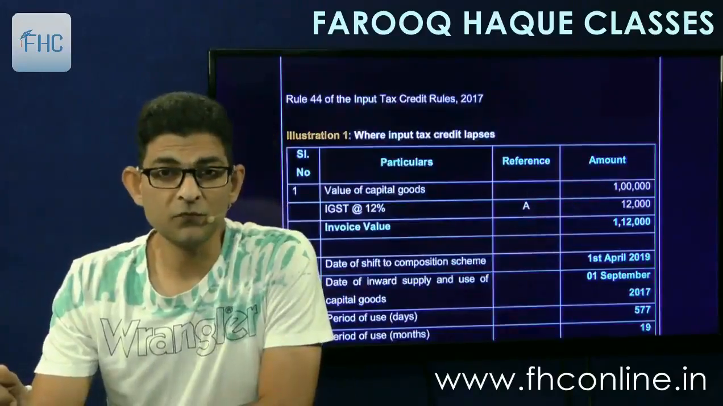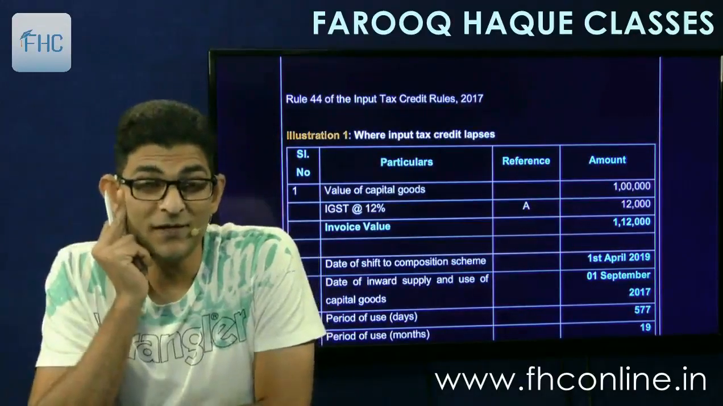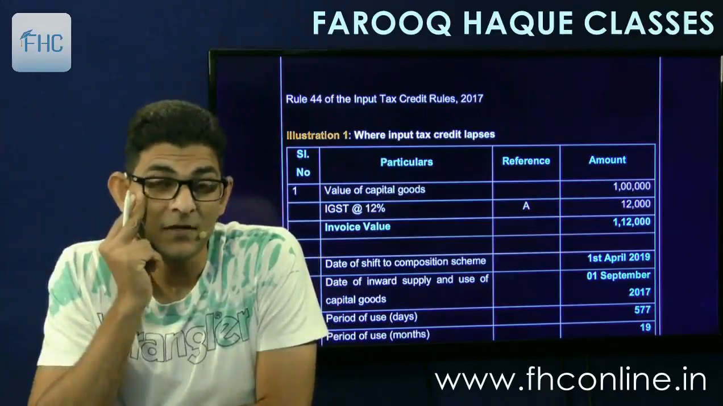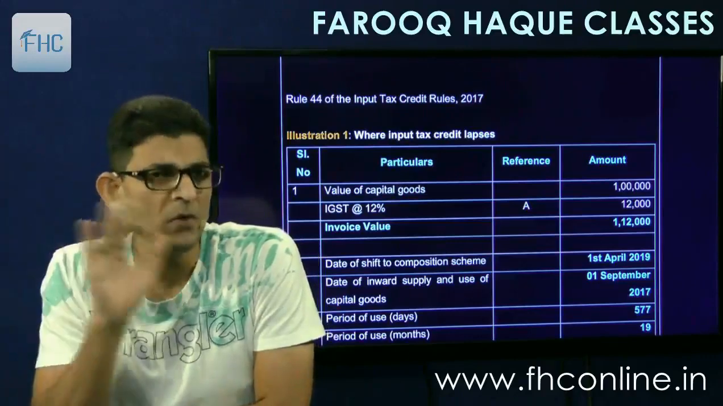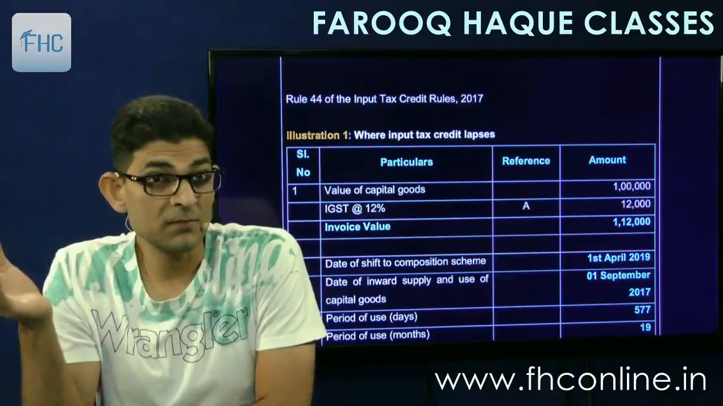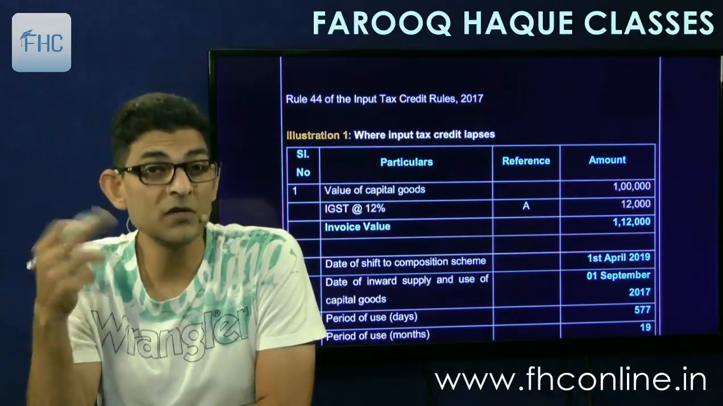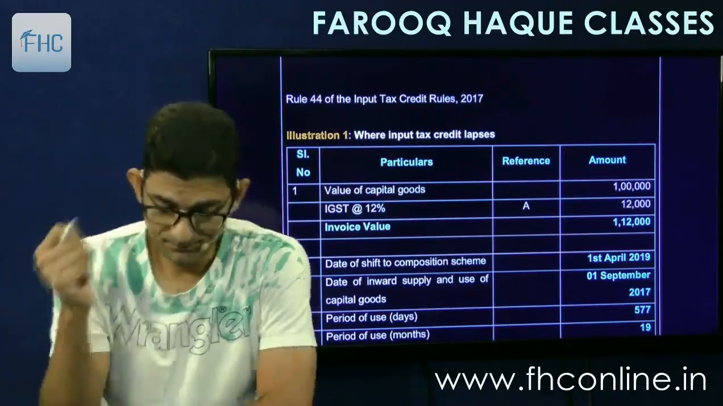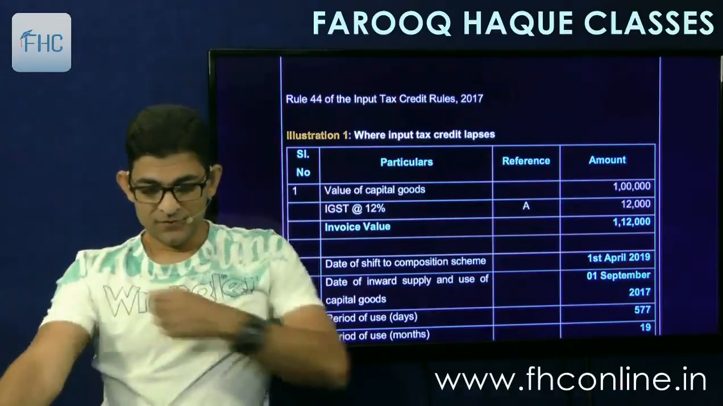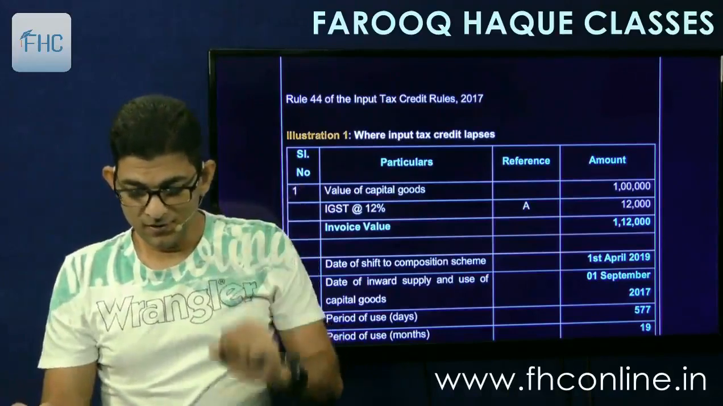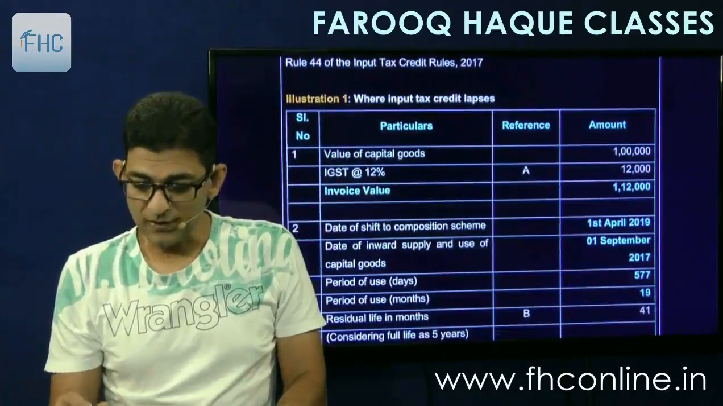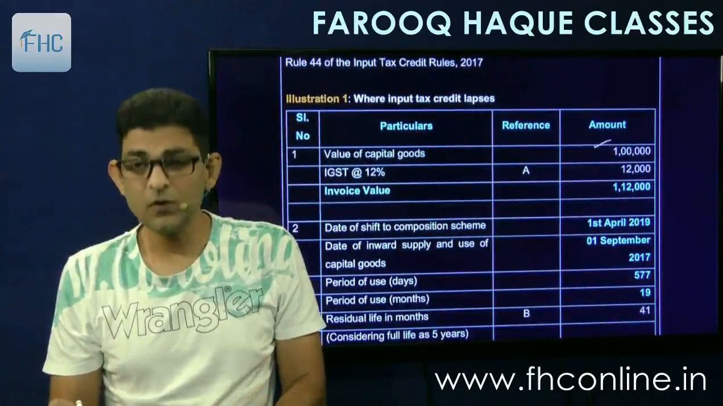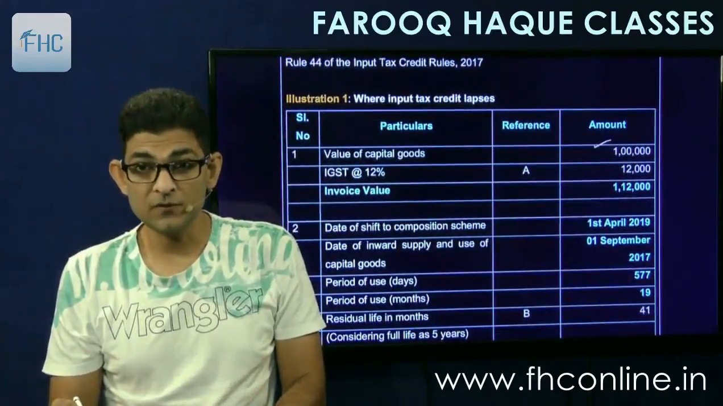Then comes rule 44. 44 is the reverse thing. That is, we are moving from taxable to composition scheme or taxable to exempt scheme. Then how do we have to reverse the credit? Let's see. This is given, illustration 1. Value of capital goods 1 lakh. IGST paid on that was 12,000. Invoice value 1,12,000.